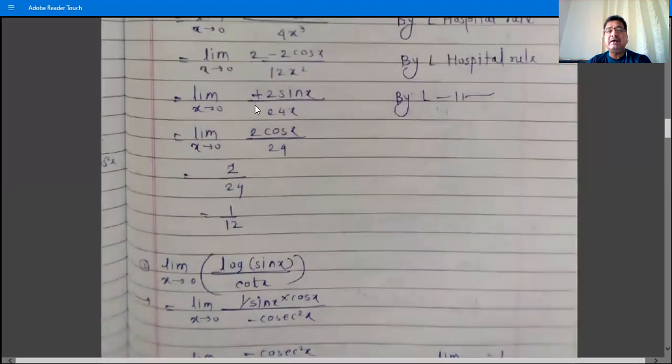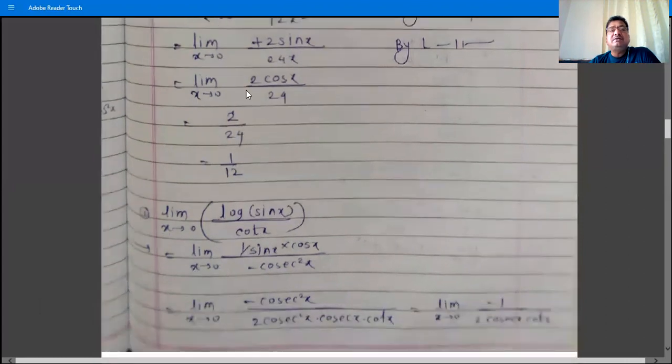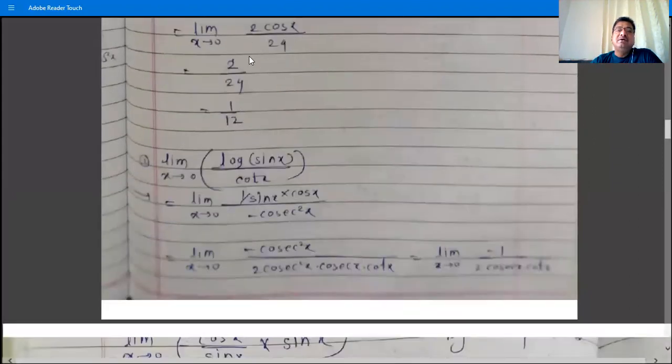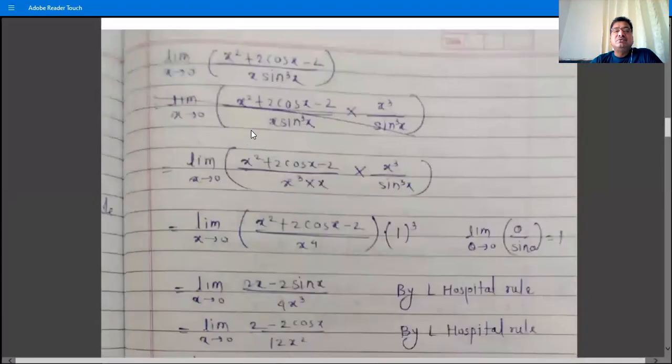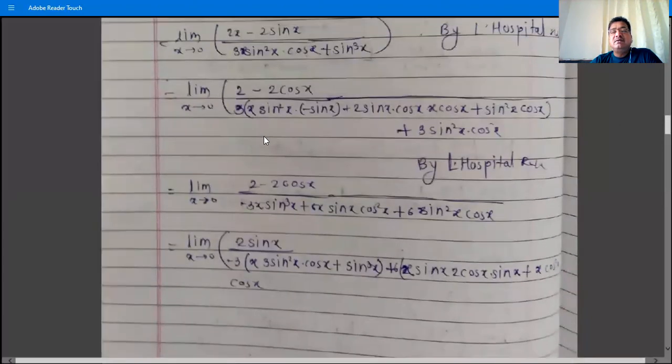And if we substitute again x as 0, then sin 0 is 0, and 24 into 0 is 0. So again 0 by 0 form. So again apply L'Hospital rule. So we have limit x tends to 0, 2 sin x derivative is cos x, derivative of 24x is 24. So write it here by L'Hospital rule, and then substitute x as 0. What we have? Cos 0 is 1. So we have the answer 2 by 24, that is 1 by 12. So this is the example.